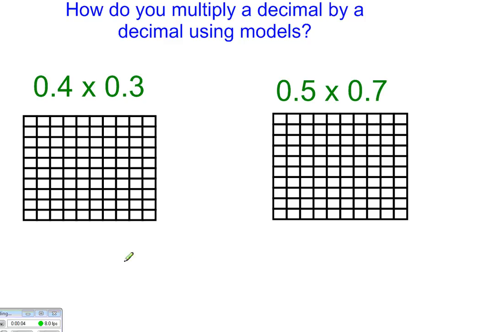So now we're going to look at how you multiply a decimal by a decimal using models and what happens to the size of our product in that process. So let's take a look at this first problem, 4/10 times 3/10.